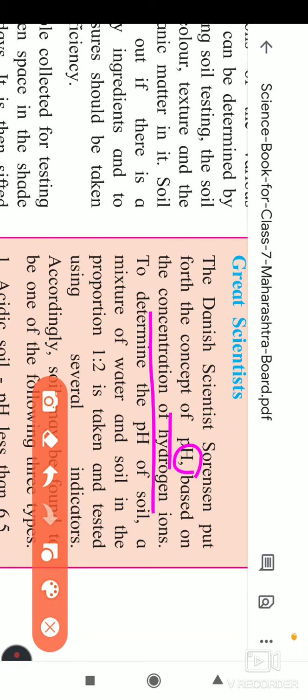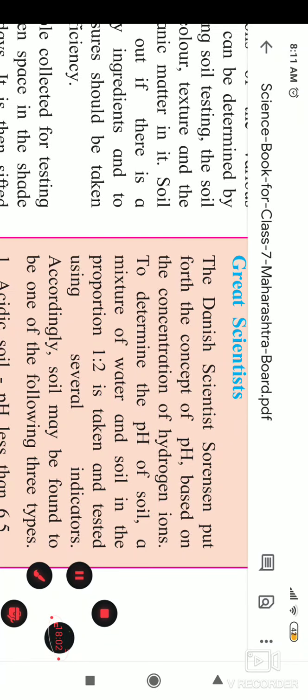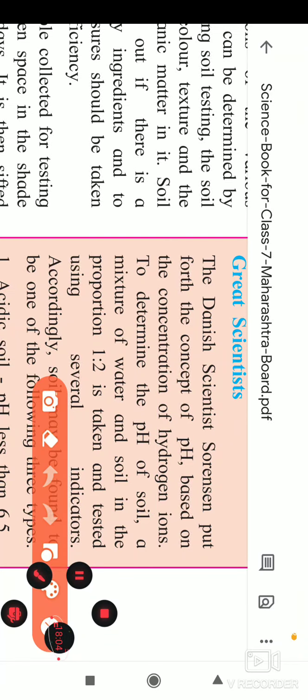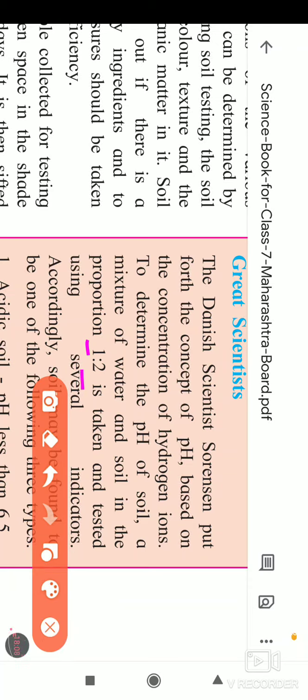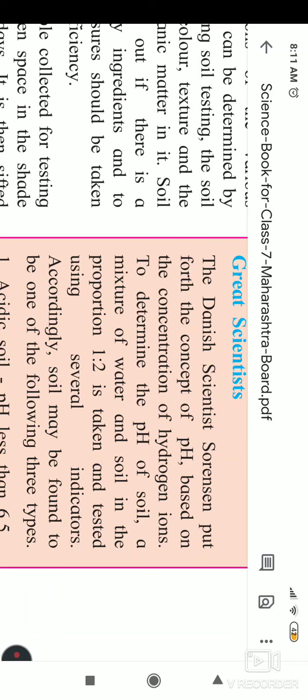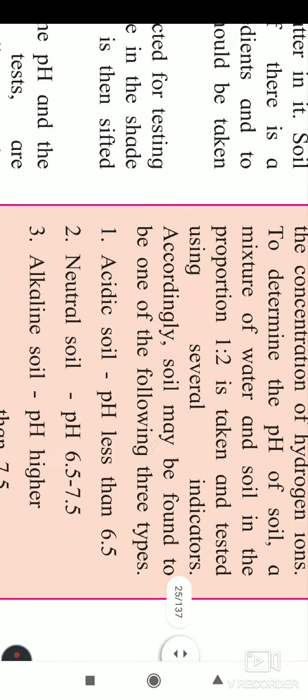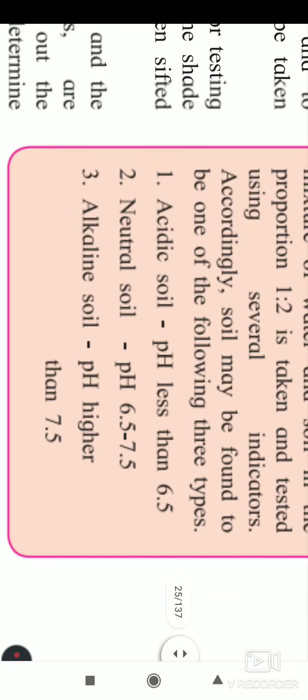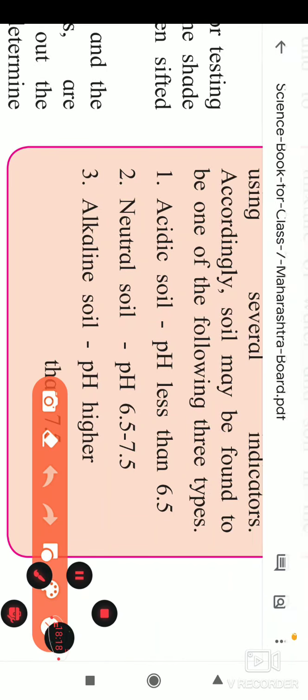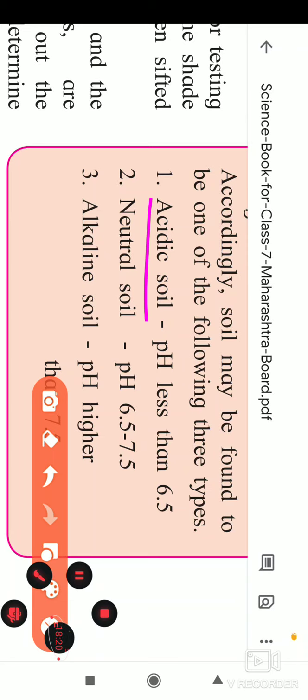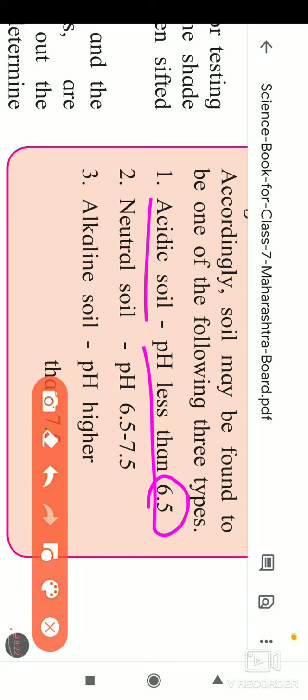1:2 means the proportion is water 1 and soil 2. In that way we make the mixture of soil and water. Using several indicators, accordingly soil may be found to be one of the following types. Which are the soil types? First is the acidic soil. If its pH is less than 6.5, then it is called acidic soil. pH papers are there.